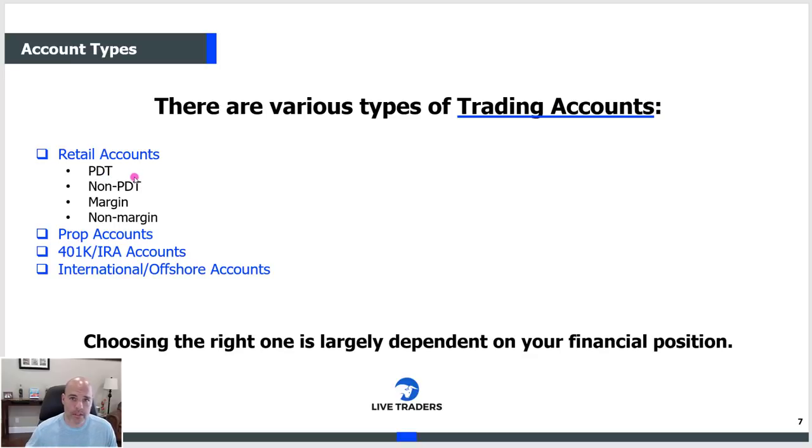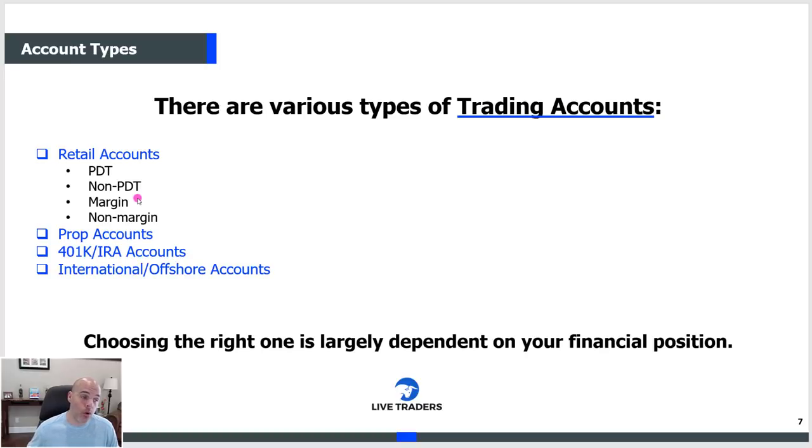So if you have less than $25,000 in your account, you are based in the United States of America, okay? You have a non-pattern day trading account and you're subjected to that rule, which means you can only take 3 trades per week, okay? Now, we also have 2 sub-accounts here, margin and non-margin. So it is possible to have a non-PDT account with margin, right? For example, TradeStation requires you to have $2,000 in your account. They will leverage you 4-to-1 intraday. So that means with your $2,000 account, you could actually trade up to $8,000 of stock, okay?